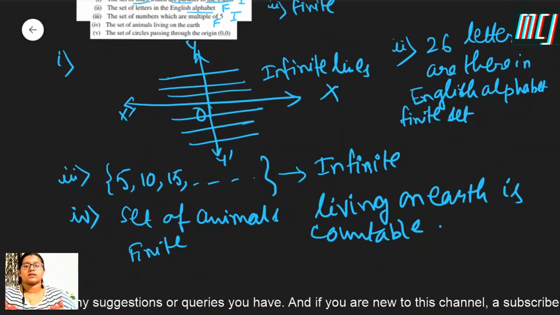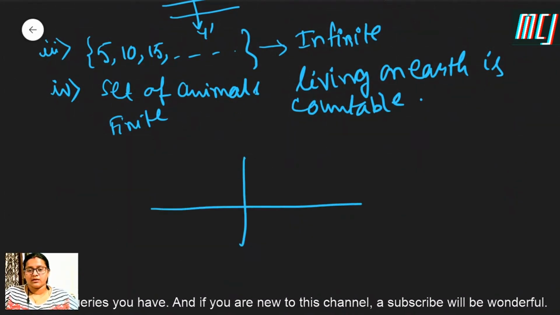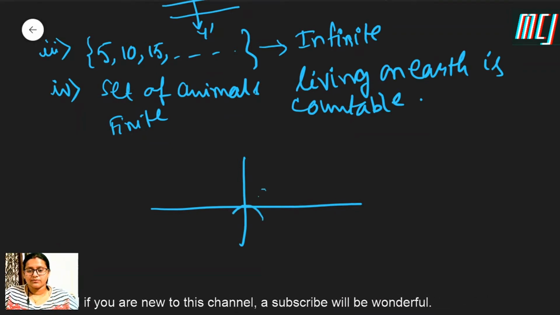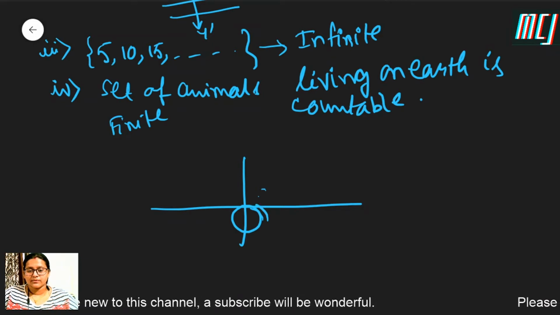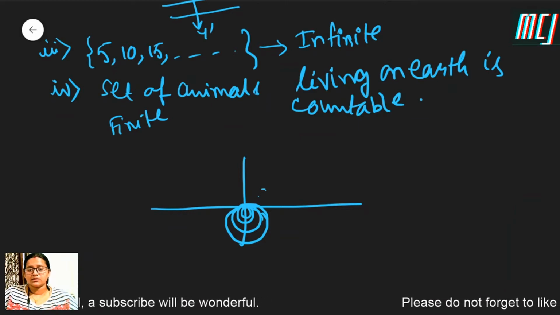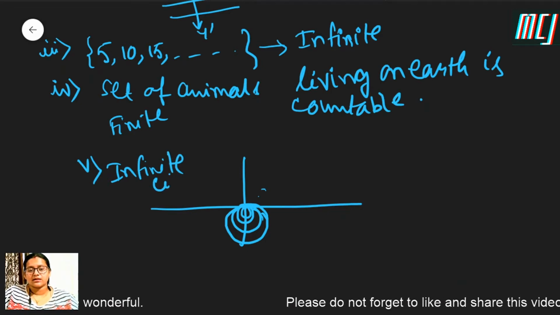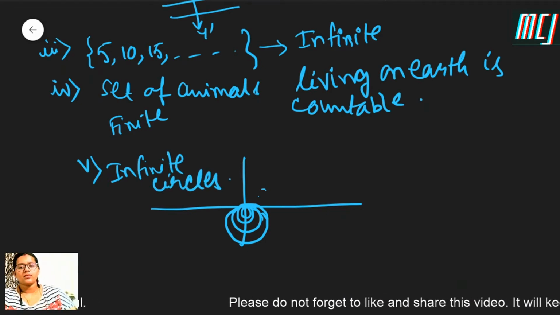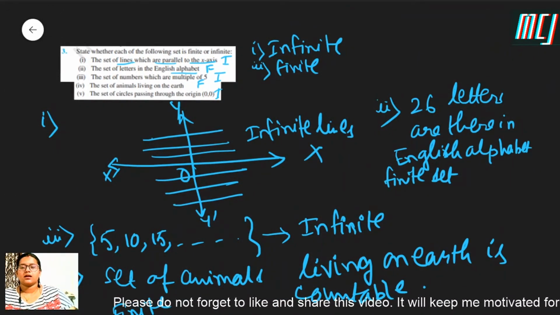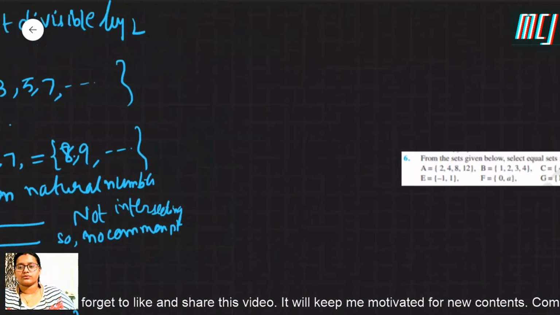Now see the set of circles passing through the origin. Here, any circle we can draw like this, the radius will be different and there will be infinite circles which are passing through the origin. Clear? So this is infinite. I hope it's clear to everyone. Next we'll come to question number 4.